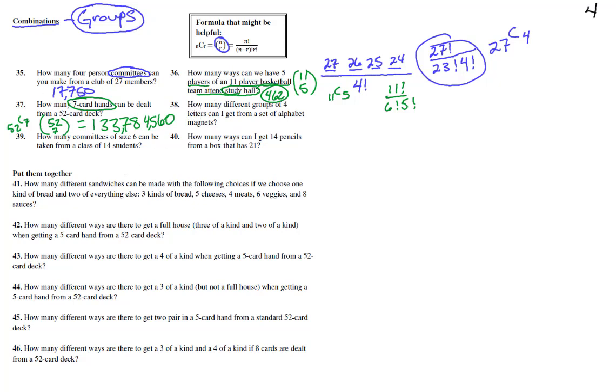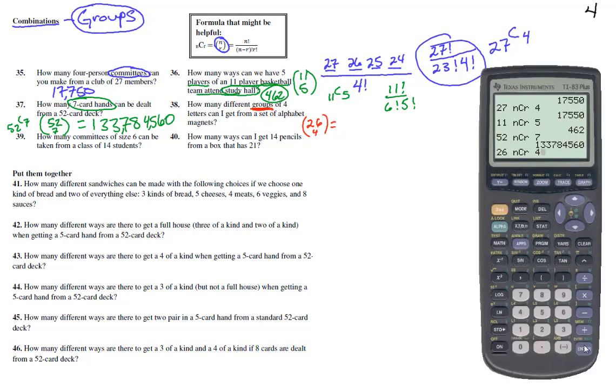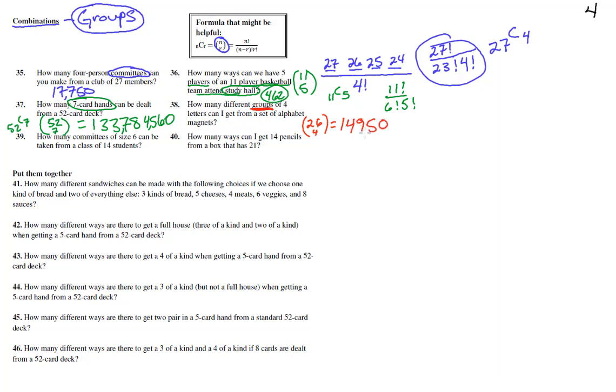All right, how many different groups of 4 letters can I get from a set of alphabet magnets? If you have 26 alphabet magnets and you're getting groups, notice it's groups, not words this time, not orderings. So it is 26 choose 4, which is 14,950. And it becomes very easy. You don't have to rethink through the whole problem. If it's a group of 4 out of 26, this is your answer. That's how many different ways you can get 4 out of 26.